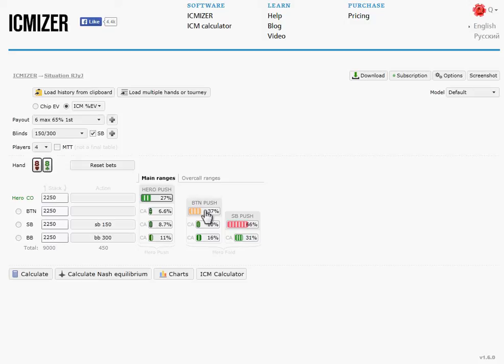Note that in some cases it could be very difficult to correctly assign ranges for opponents. And in those cases there is not much you can do basically. You will have to be making some guesses, and maybe you will make a mistake and you won't be able to find that out. But in the majority of cases you will be able to find the correct decision, and that is why you are using ICMIZER in the first place.